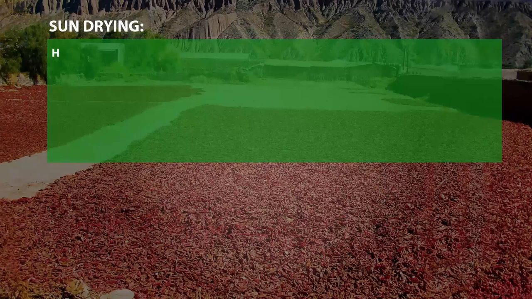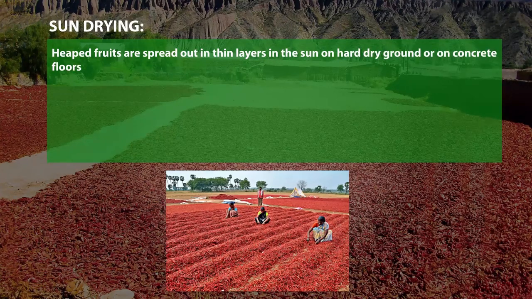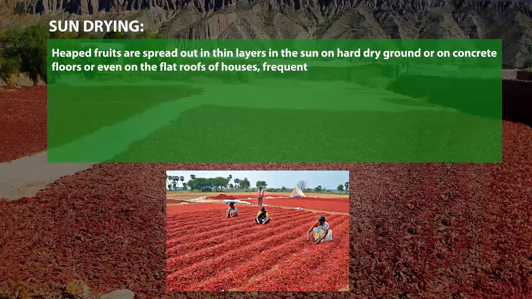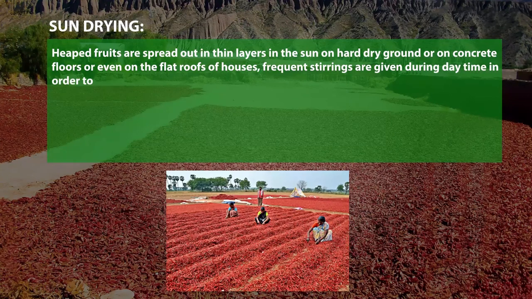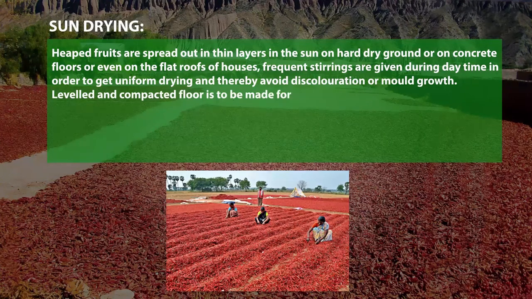Sun drying. Heaped fruits are spread out in thin layers in the sun on hard dry ground, on concrete floors or even on the flat roofs of houses. Frequent stirring is given during daytime in order to get uniform drying and thereby avoid discoloration or mold growth. A leveled and compacted floor is to be made for drying.